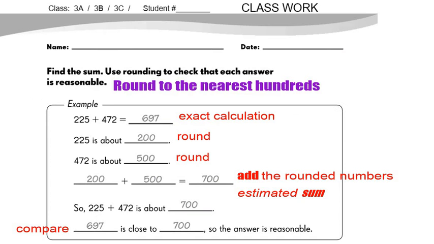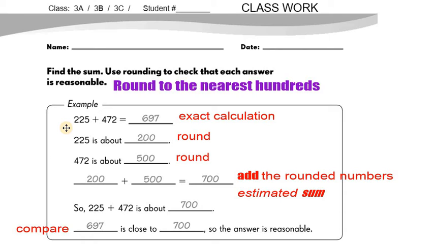All right, let's get started with our classwork. The instructions say, find the sum. Use rounding to check that each answer is reasonable. So step by step, we're going to use rounding and check the answer. I would like to point out that you should be rounding to the nearest hundreds for this whole lesson and the homework as well. Take a look at the example here. It shows 225 plus 472. And when I add that together, I'll get 697. That's an exact calculation.